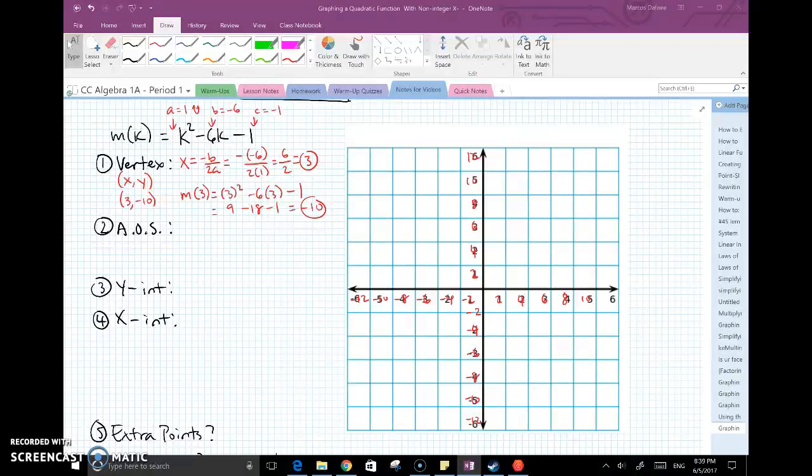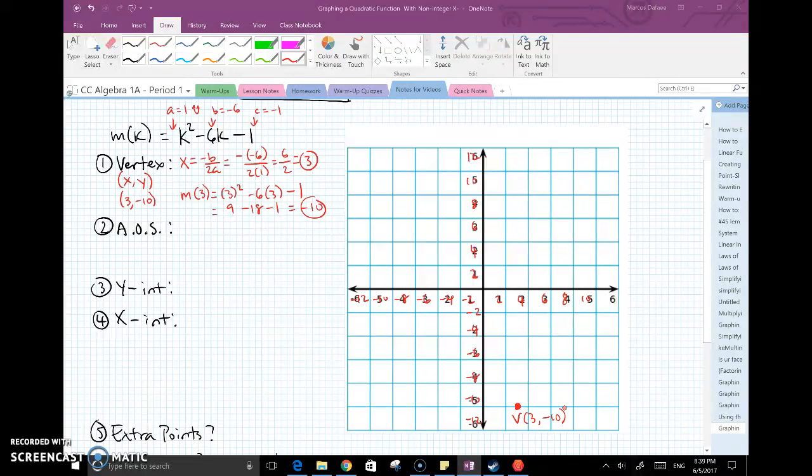Okay, so I can go ahead and plot that point. That point lies right over here. 3 would be right here between 2 and 4, and -10 is all the way here. So this is 3, -10. This is my vertex, 3, -10, the most important point of my parabola.